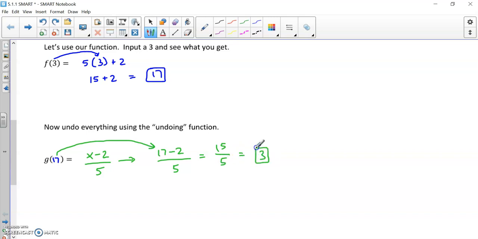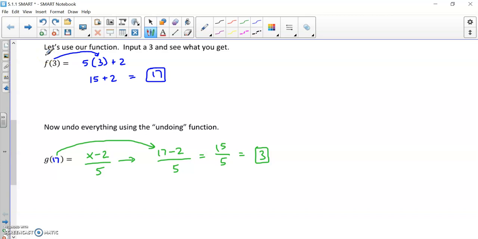and so we end up with 3. Now the reason I wanted to do this step was to show you that when I plugged 3 into my original function, I got 17. So when I plug that ending value, that 17, into my opposite, my undoing function, it brought me right back to where I started, which was 3.